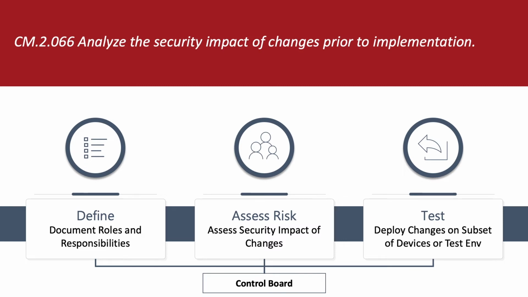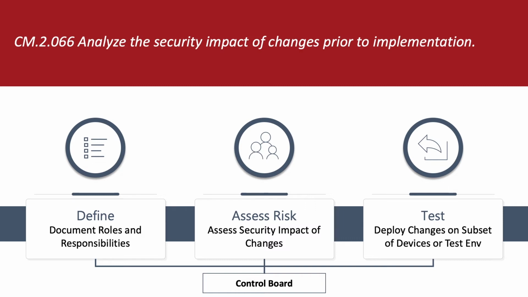Let's move forward a little faster on the last couple here. The next one is CM2066. It is analyze the security impact of changes prior to implementation. I mean, they've already told us to review, they've told us to test, and in this one, they've specifically called out security impact of changes.